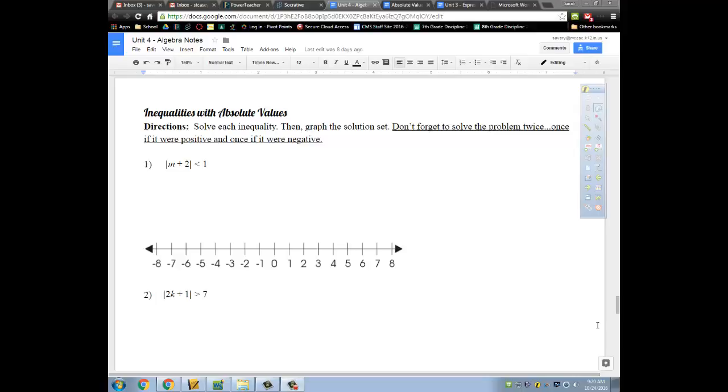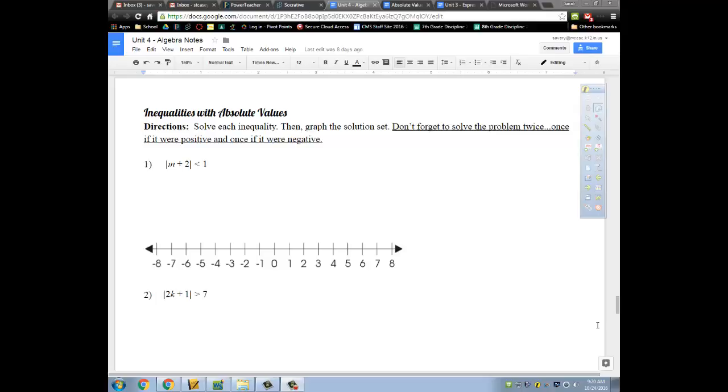Today we're going to be talking about inequalities with absolute values. So we've solved equations with absolute values before. Now we're just going to do it with inequalities. One thing to remember is when we solve problems with absolute value, you have to have two answers. One where it's written regular and one where the left side is negative.